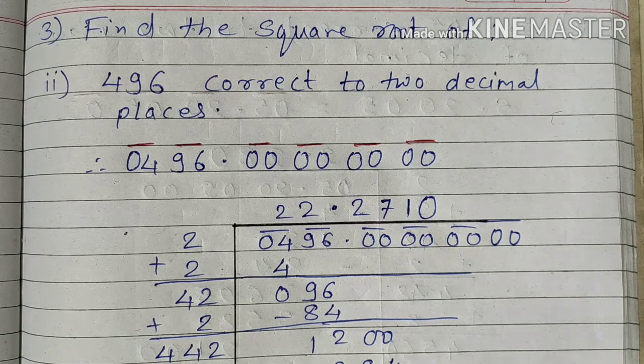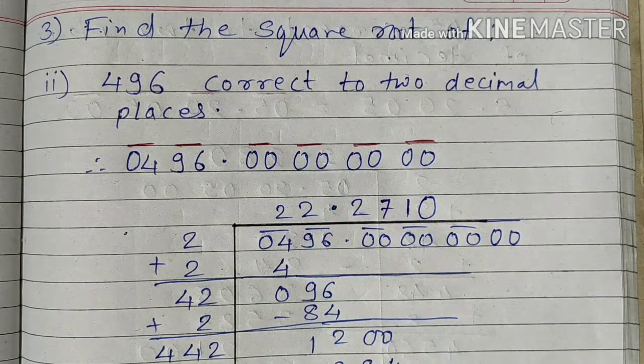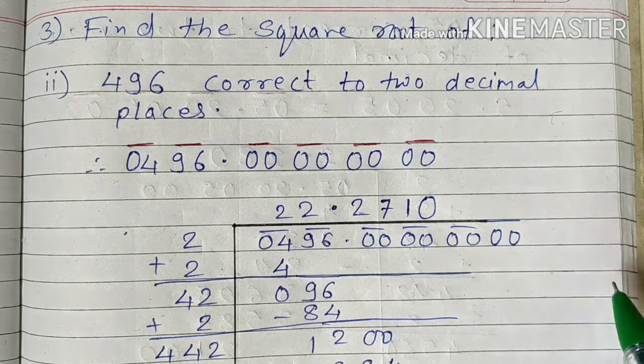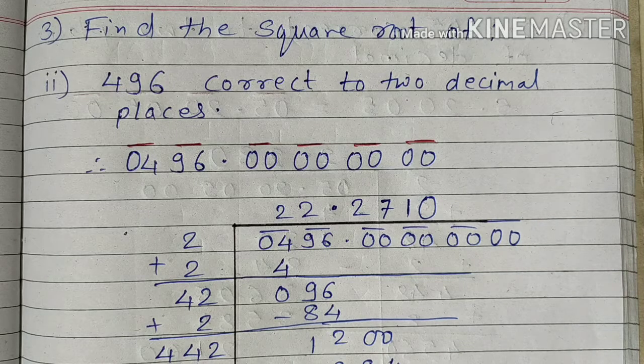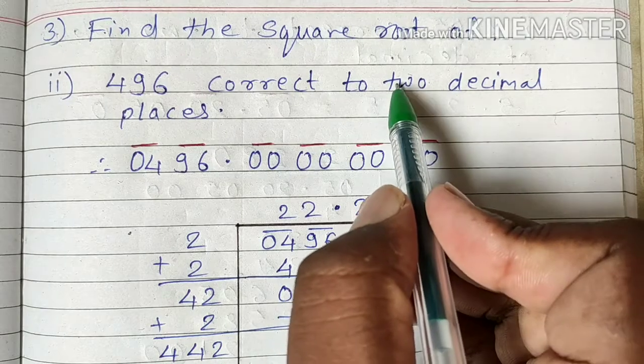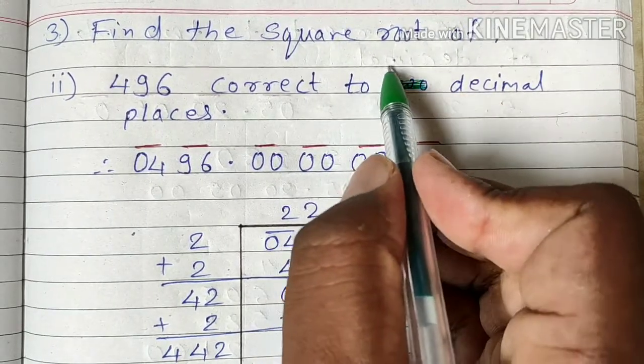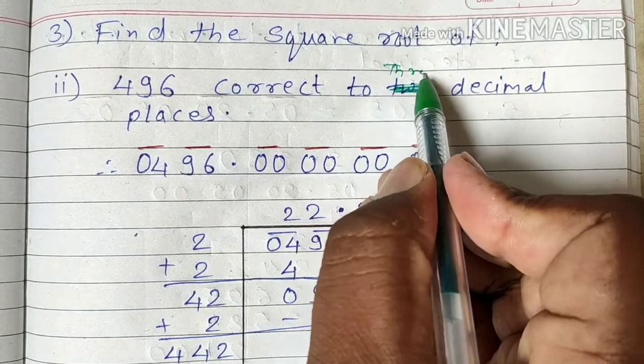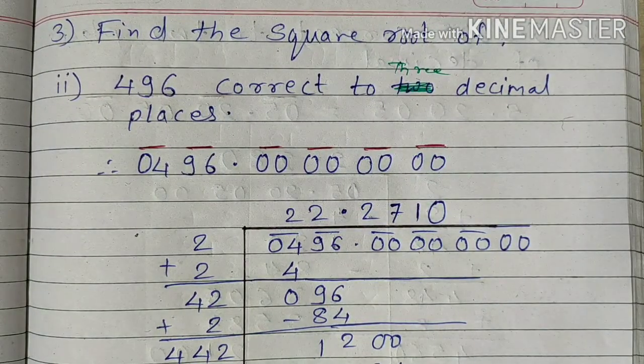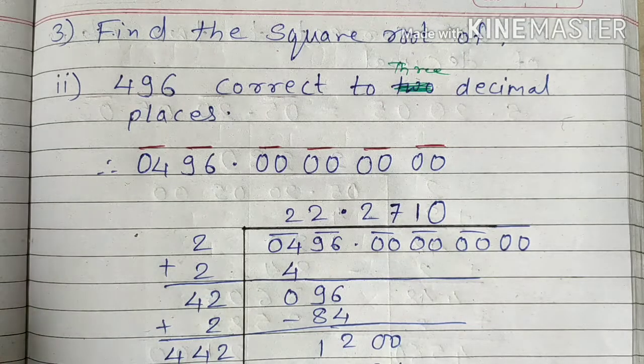Okay. So the first question is there, correct to, actually here it is 3 decimal places. The question was 3 decimal places. 496 correct to 3 decimal places.